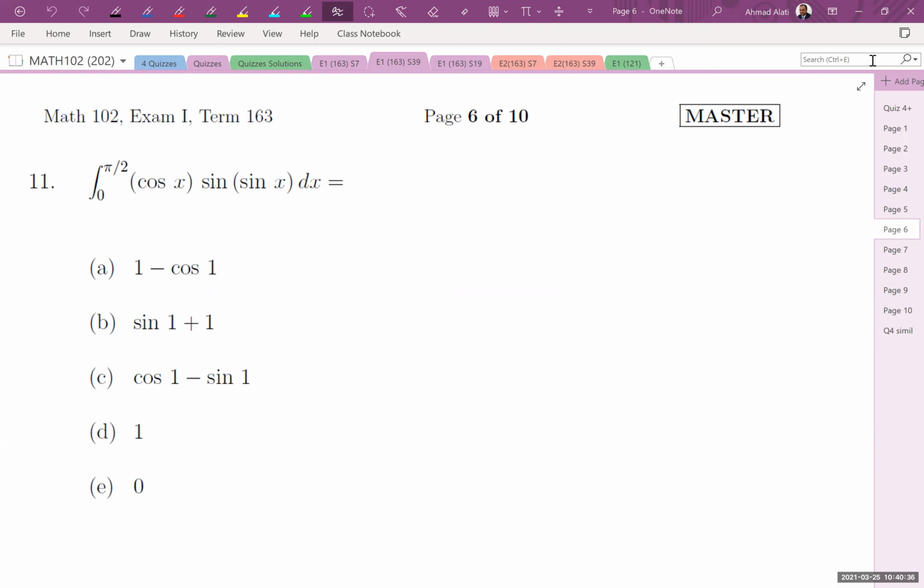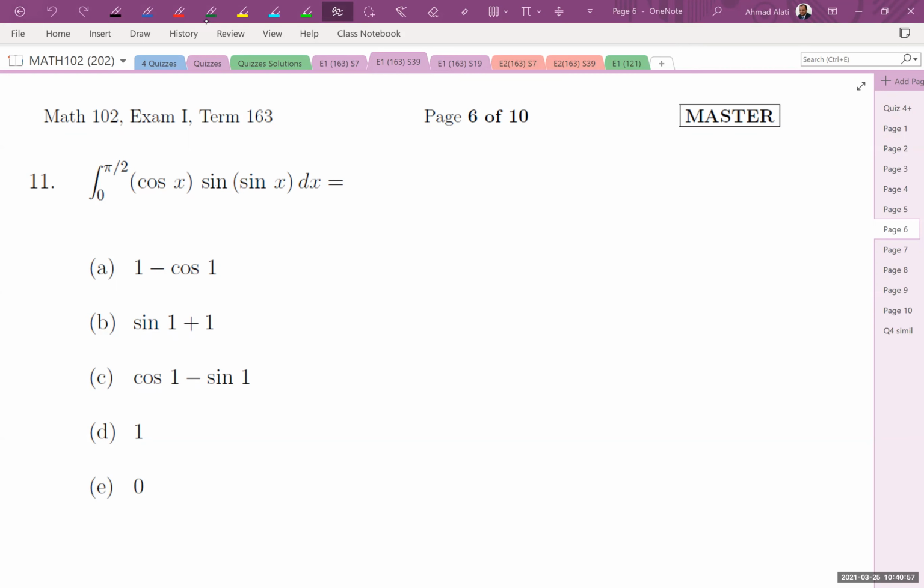Okay. Doctor, is this chapter 7? No, this is not chapter 7. This is very basic. Let me choose specific students. Abdurrahman Al-Jahimi, please. Use substitution. Take sin x as u.